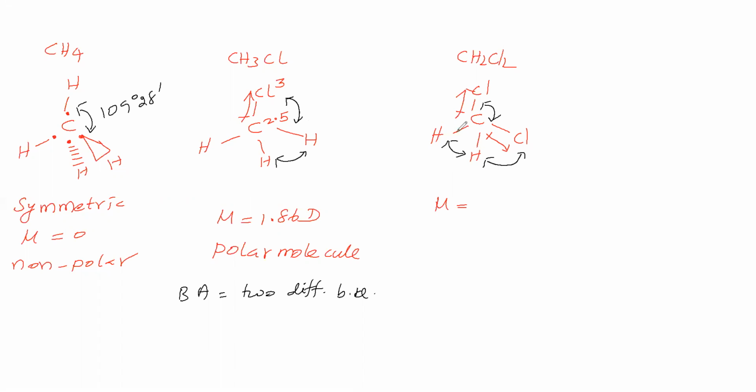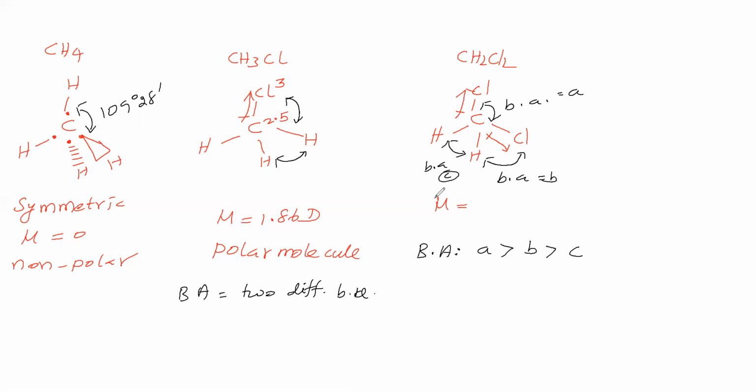Next we will talk about CH2Cl2. Here, this bond angle will be greater, this bond angle will be lower, and this bond angle will be still lower. Therefore, the bond angles will be A greater than B greater than C. Here the bond angle is high, here lesser, and here still lesser.